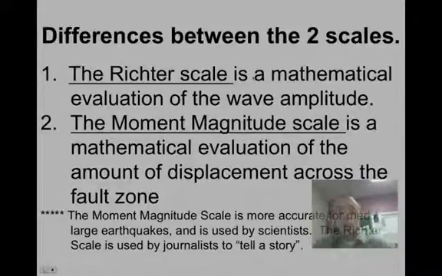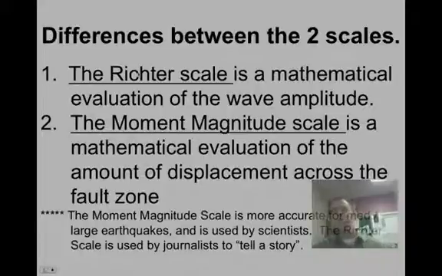So the difference is, the Richter scale is a mathematical evaluation of wave amplitude. Remember, it's that base 10 system, so we're measuring wave amplitude for the Richter scale. The moment magnitude scale is a mathematical evaluation of the amount of displacement or movement across that fault. So we're taking into account more factors to come up with this number for the moment magnitude. And I have several stars down here. The moment magnitude scale is more accurate for medium to large earthquakes and is used by scientists. This is what scientists are using, not the Richter scale.